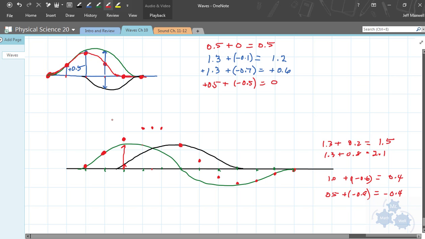And so if we try our best to carefully connect the points, we see we have something like this as our resultant wave. Okay? This is a little exercise in math. That's all it is, adding integers.